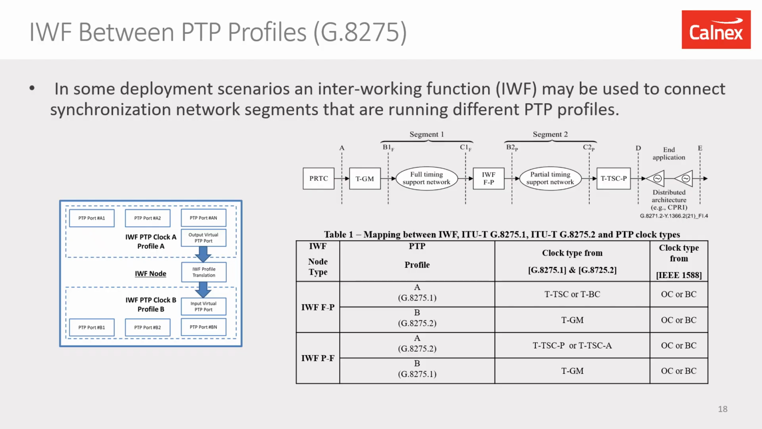Because there can be multiple profiles, in particular in the same network there could be segments that are using the 8275.1 profile and other segments with the 8275.2, it has been required to define also an interworking function that makes it possible to connect these two segments of the network. And details can be found in G.8275.